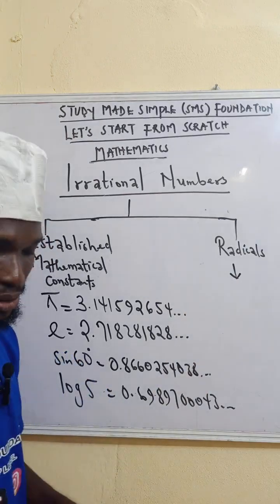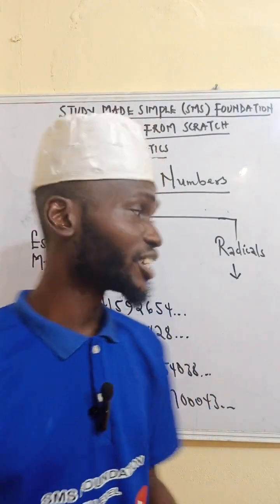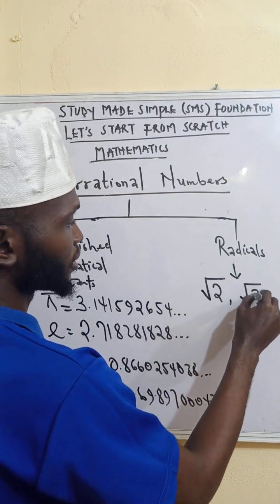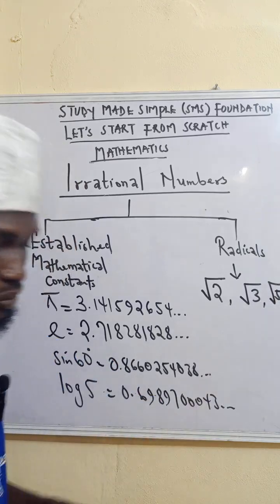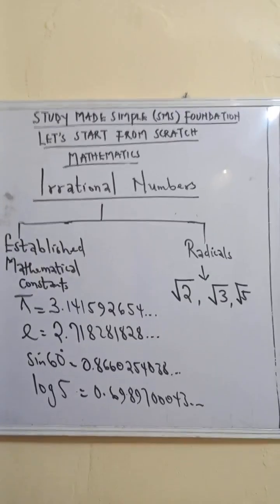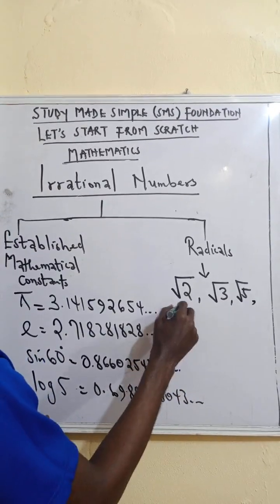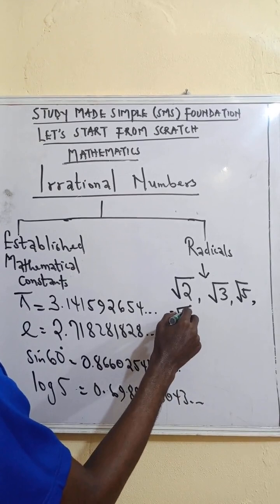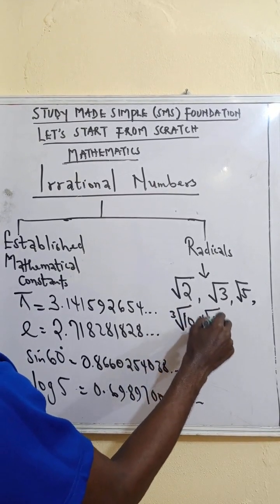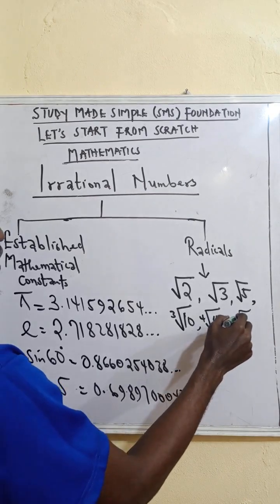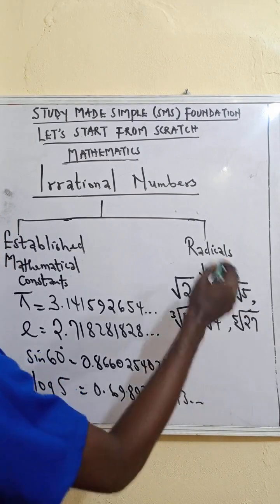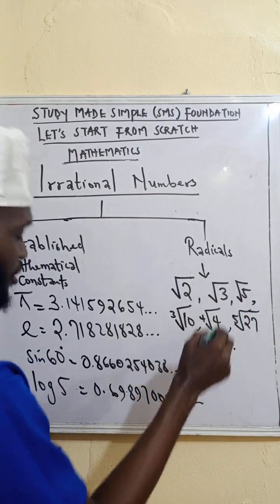Now, radicals are roots that are irrational. For example, square root of 2, square root of 3, square root of 5. Also, we can have cube root of 10, fourth root of 4, fifth root of 27. All of these will lead to irrational numbers.